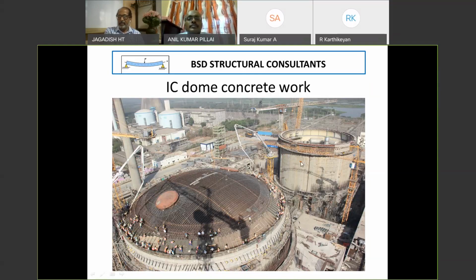This is the second reactor building where ring beam level has been reached. De-sheeting is in progress. And for your curiosity, this is reactor building 3 and 4 of Kakrapara. This is 1 and 2 of Kakrapara, the very old reactor building, very old. You can see there's a large difference between this and this. Huge differences there. This is basically 220 megawatt. This is 700 megawatt. That itself is a major difference.